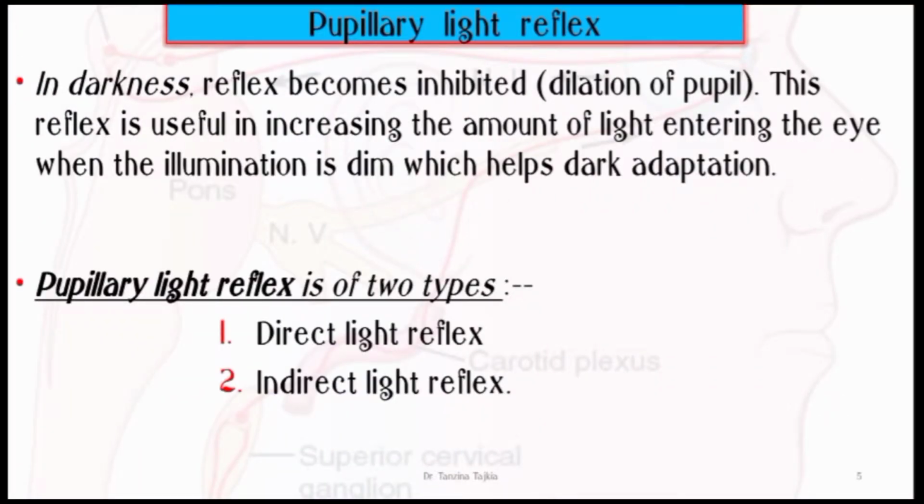In darkness, this reflex becomes inhibited. This is useful in increasing the amount of light entering the eyes when illumination is dim, which helps dark adaptation. The pupillary light reflex is of two types, direct and indirect light reflex.